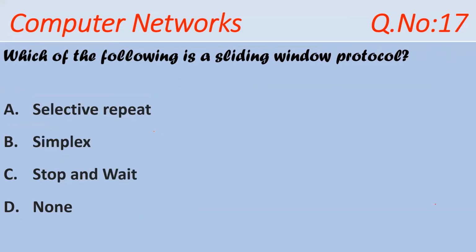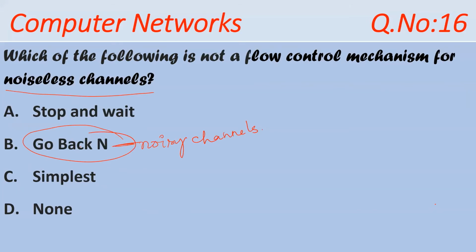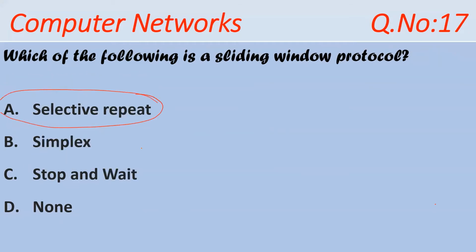Next question is, which of the following is a sliding window protocol? Selective repeat is an example of a sliding window protocol. We have seen the Go-Back-N protocol, right? This is also a sliding window protocol, and selective repeat ARQ is also an example of a sliding window protocol, right?